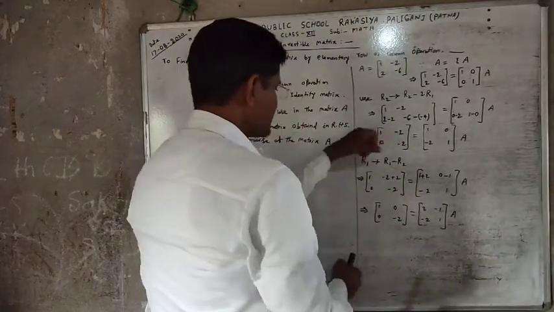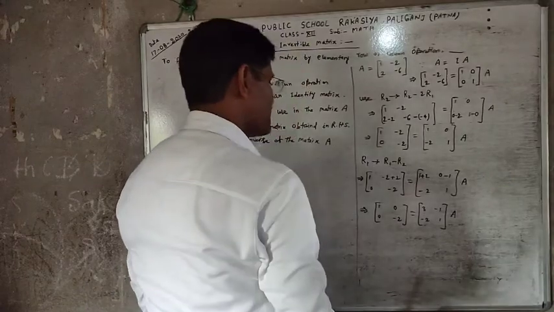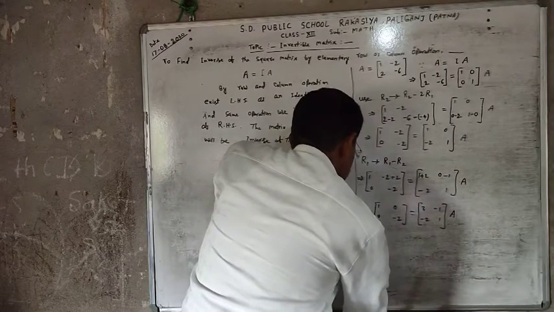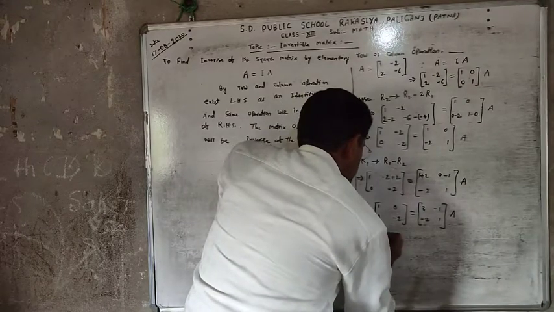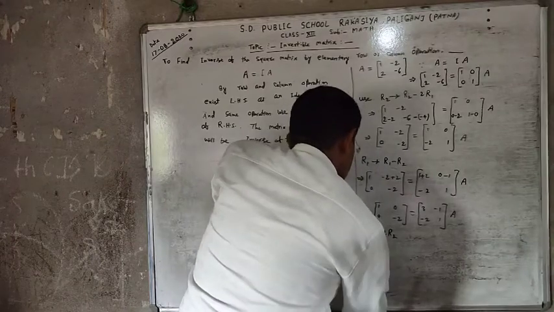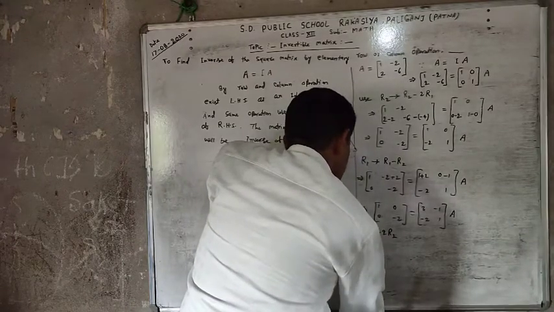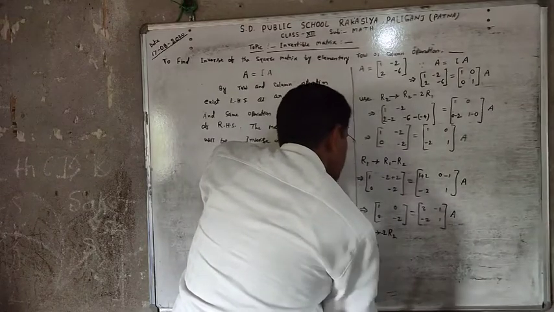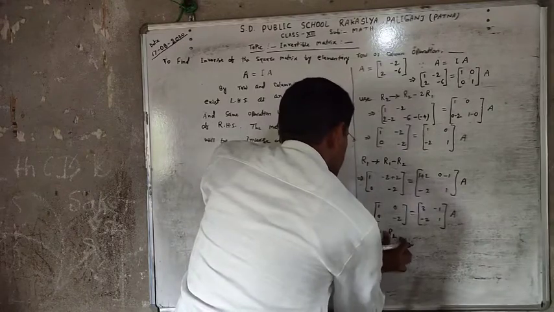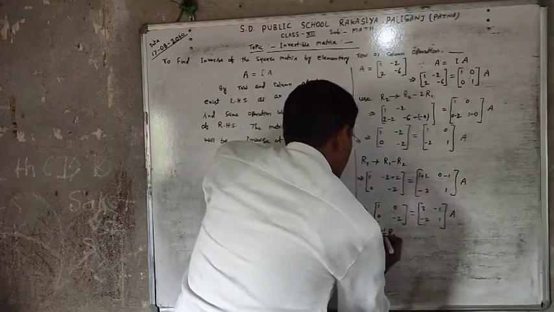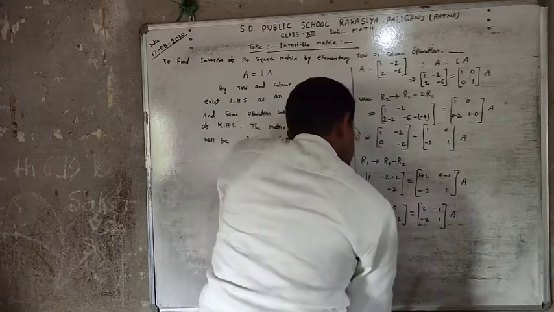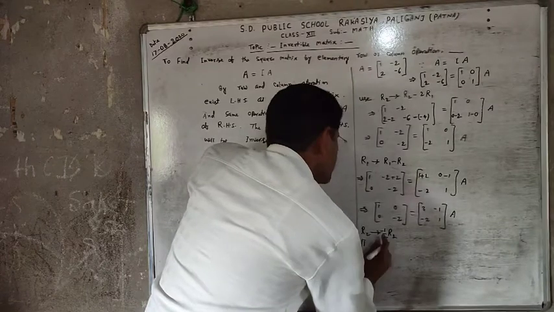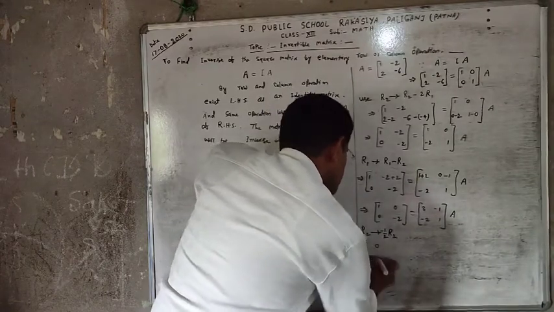If we multiply the row by minus 1/2, then it will be 1. R2 is changed into minus 1/2 R2. Then the matrix will get 1, 0, and 0 into minus 1/2 is equal to 0, and minus 1/2 into minus 2 is equal to 1.